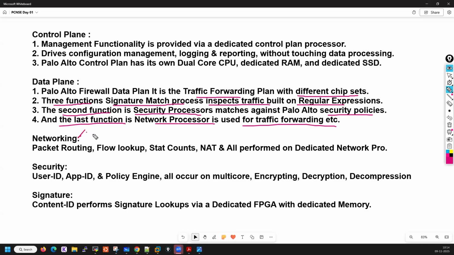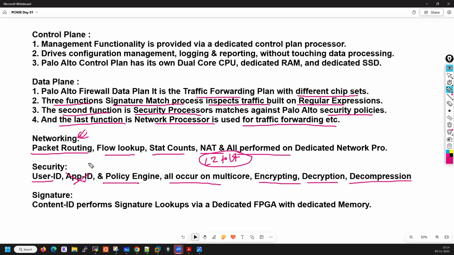Now, the network processor can process packet routing, flow lookup, stats, counts, NAT, and all are performed on the network processor. So L2 to L4 processing it is able to do. Security, user ID, app ID it will not do. Policy engine all occurs on the multi-core security processor. Encryption, decryption, decompression, all those tasks are done by the security processor.